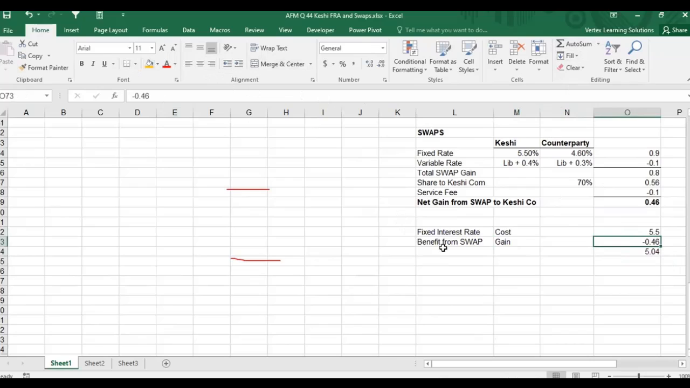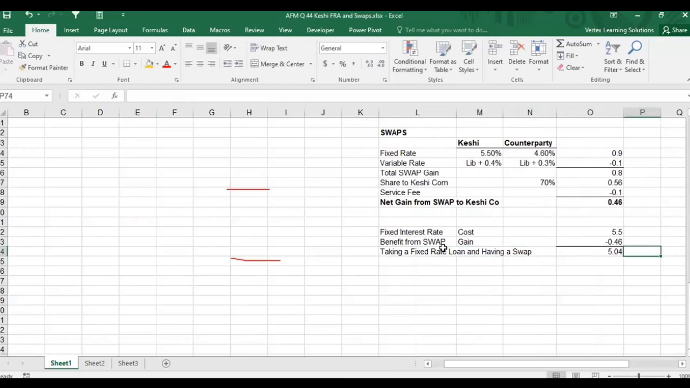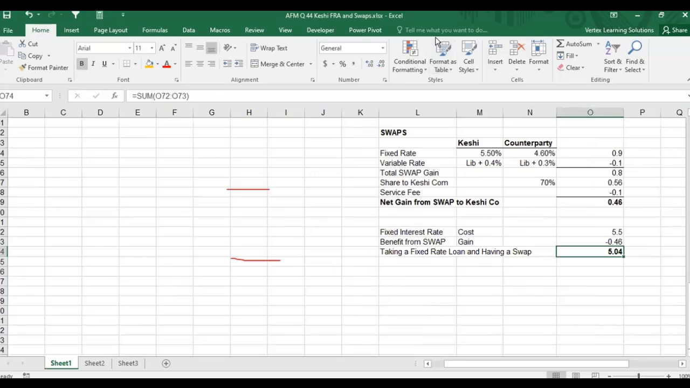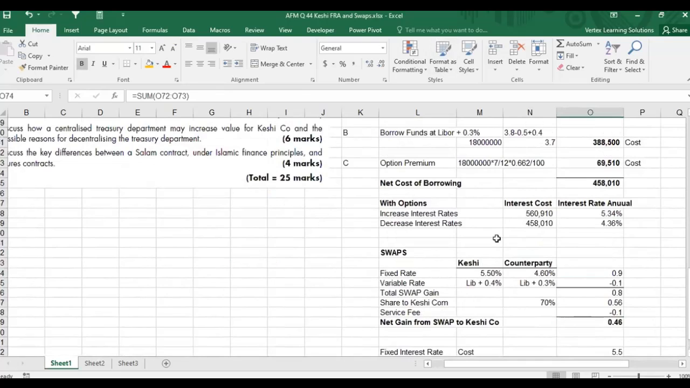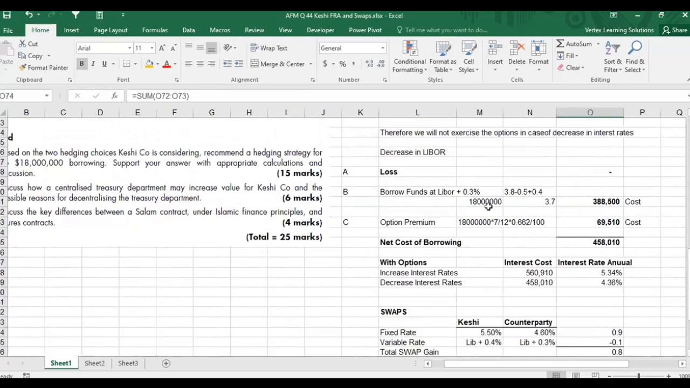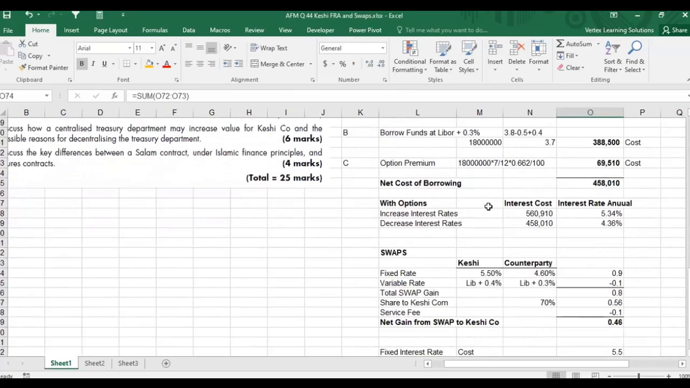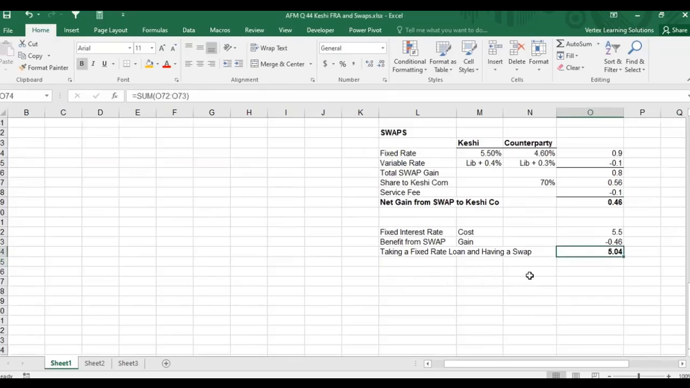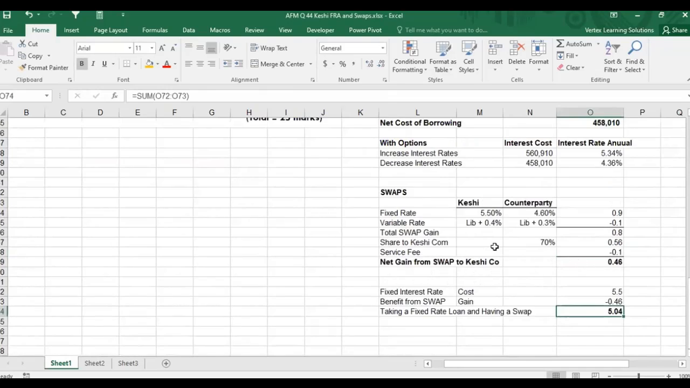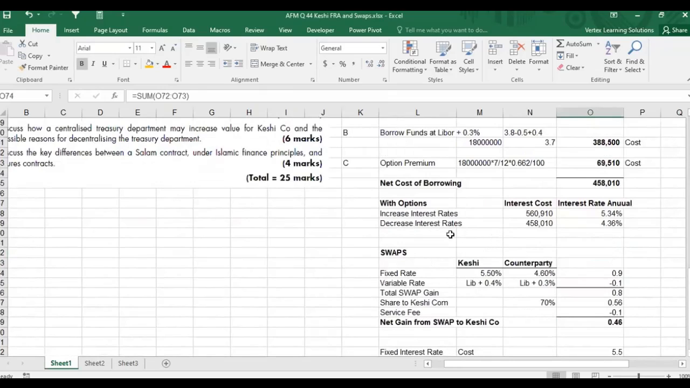So we say that after taking a fixed rate loan and having a swap, it will cost them 5.04%. Okay, that's all. So swap is also done. Swap shouldn't have been difficult. Now you can, numbers are there. You can make a conclusion that variable rates are always less. And by the way, fixed rate they should not take. It will take them 5.04%. And so fixed rate was much higher.